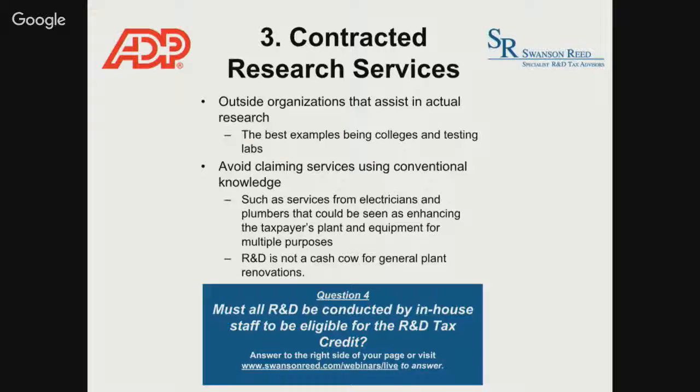Okay, so the last category of qualifying research expenses are contracted research services. These are companies or personnel outside of your company that assist you in your research, with the best examples being universities or colleges and testing labs. They could be contracted to do additional specialized research, anything directly related to the R&D project. It's important to avoid claiming services using conventional knowledge, such as services from electricians and plumbers, that could be seen as enhancing the taxpayer's plant and equipment for multiple purposes. The takeaway here really is that R&D is not a cash cow for general plant renovations.